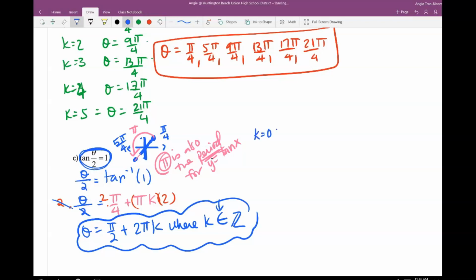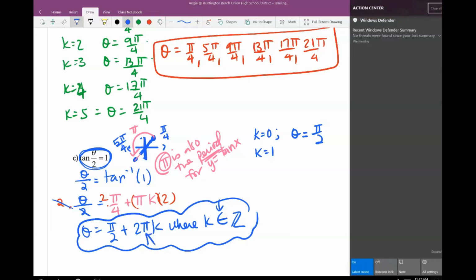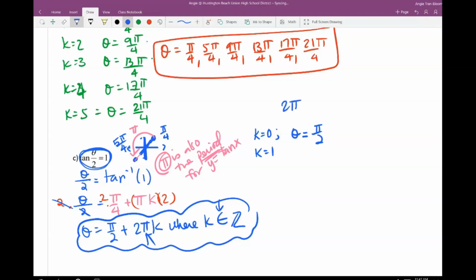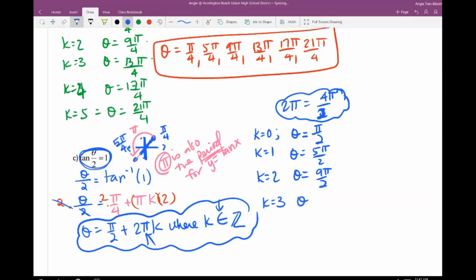Now let's write down our first 6 solutions. I'm going to let k be 0. If k is 0, then I have an angle at pi over 2. K is 1: I'm really adding 2 pi, and 2 pi is like 4 pi over 2, using a common denominator. So if I add 4 pi over 2 to pi over 2, I get 5 pi over 2. K is 2, add another 4 pi over 2, that's 9 pi over 2. K equals 3, that means theta is 13 pi over 2. K equals 4, add another 4 pi over 2, so that's 17 pi over 2. K equals 5, last one, that's 4 plus 17, 21 pi over 2.